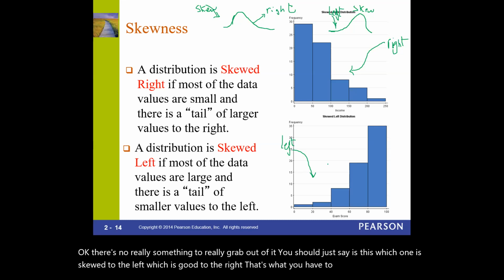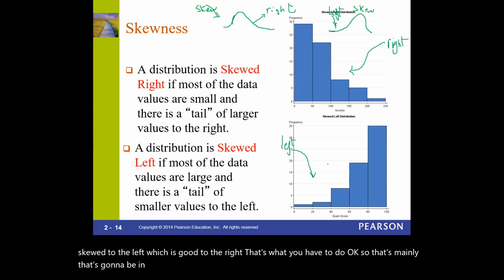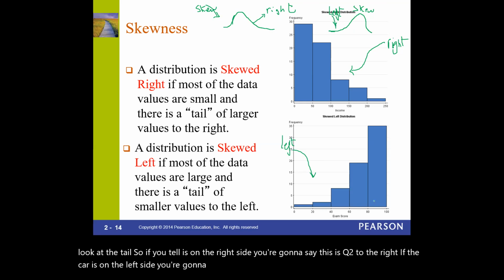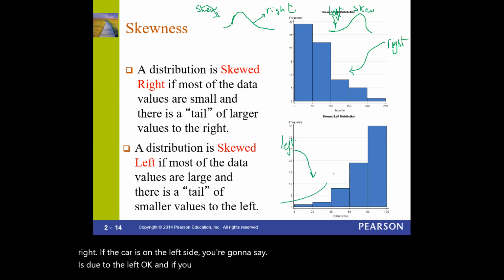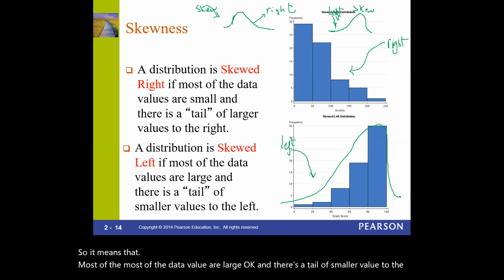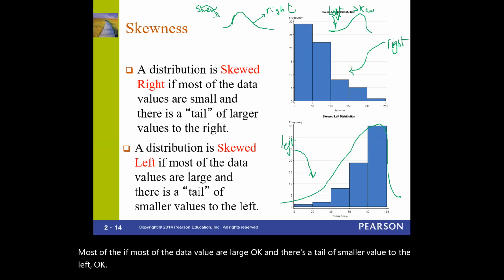So that's going to be in this part right here. Whenever you see the graph, you're going to look at the tail. If the tail is on the right side, you say this is skewed to the right. If the tail is on the left side, you say this is skewed to the left. You can also do a better shape of it like this. As you can see, the second one is also skewed to the left side. So it means that most of the data values are large, and there's a tail of smaller values to the left. That's what you have to remember on that one.